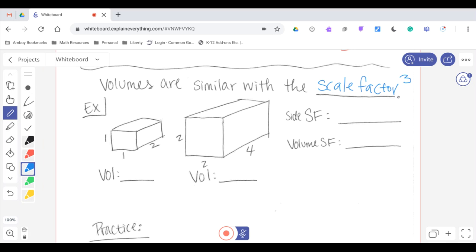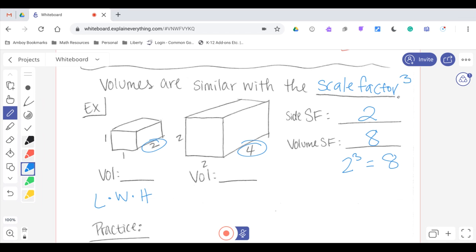Okay, so for example, I have some rectangular prisms. I can find the volume by doing length times width times height. So first off, let's just get that side scale factor. Okay, so on my long side, I'm going from 2 to 4. So that is a scale factor of 2. I'm multiplying by 2. Okay, so the volume scale factor should be 2 to the 3rd power, or 8.